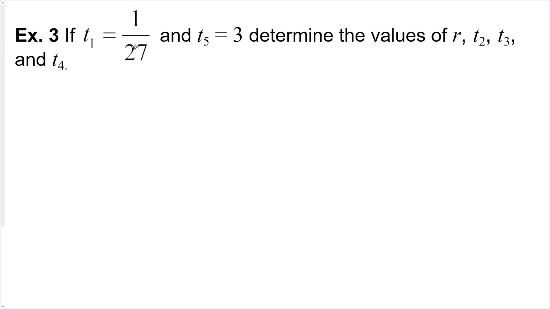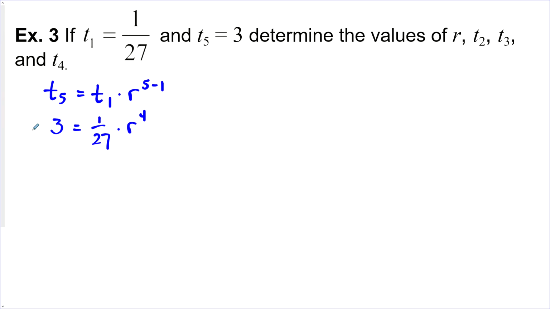In this question, we're given T1 and T5, but we're not given R, and we're not given 2 terms that are beside each other, or 2 consecutive terms that we can easily divide to get R. That's okay, we can still use our formula to figure out what R is. Let's set it up. We could say that T5 is equal to T1 times R to the power of 5 minus 1. Let's put in the numbers that we know. So T5 is 3, T1 is 1 over 27, and we've got R to the power of 4.